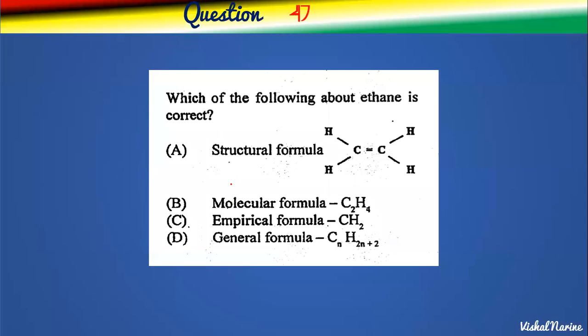Which of the following about ethane is correct? So ethane, that's an alkane, which is telling us right away carbon-carbon double bond. That is not correct. So what is the general formula for alkanes? That says CnH2n plus 2, which is telling us the answer there is D.